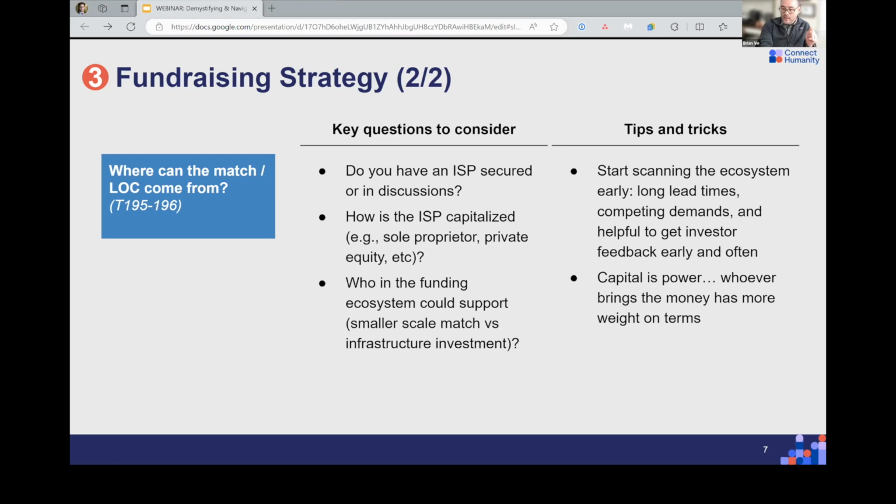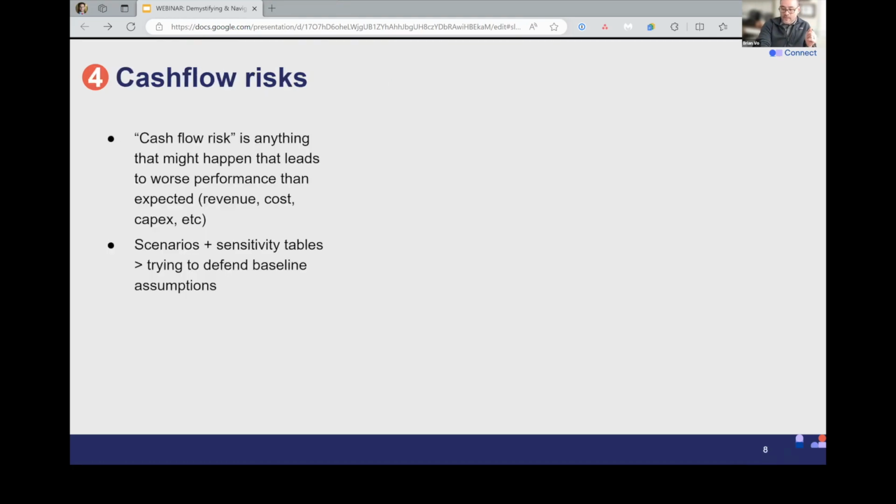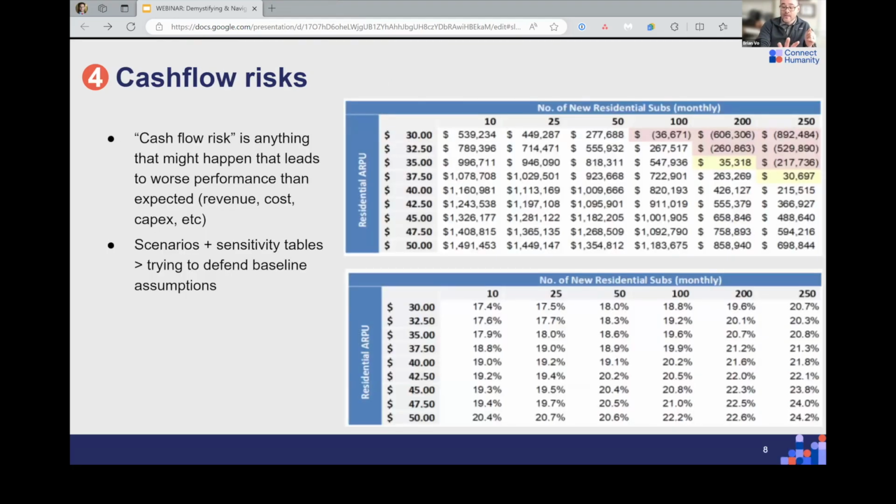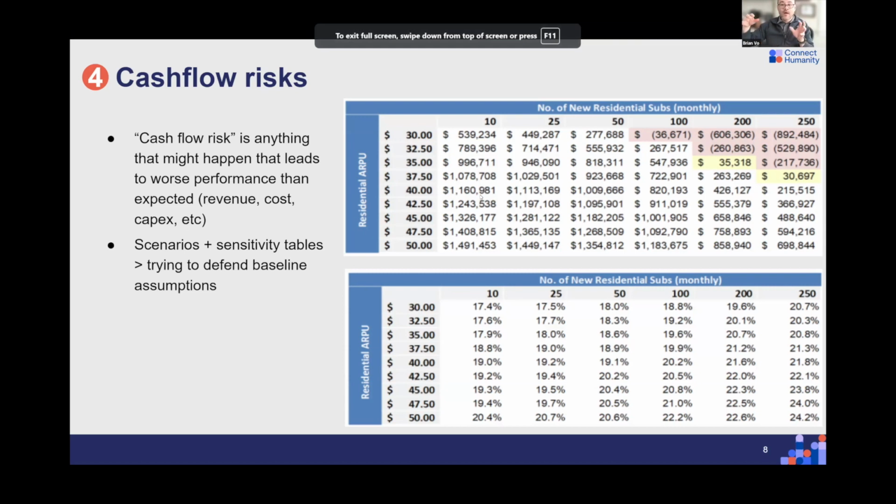Anything else here? So tying it all together, this is really busy. Let me walk you through it. These are actual snapshots from a financial model for one of our investments. So once we build the model with the pro forma that you saw before, part of the question is going to be, how believable are some of these assumptions?